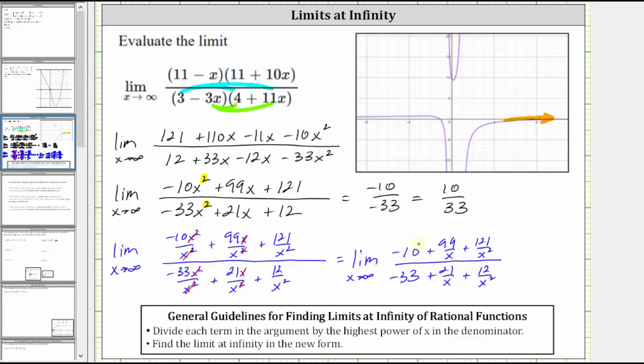And now as x approaches infinity, 99 divided by x approaches 0. 121 divided by x squared approaches 0 because the numerators are constants and the denominators are getting larger and larger. And the same thing is true for 21 divided by x and 12 divided by x squared. So all the terms go to 0 except negative 10 and negative 33, which gives us negative 10 divided by negative 33, or 10/33. Either way we approach this, notice how the limit is not equal to 0, which it may appear from the graph. I hope you found this helpful.